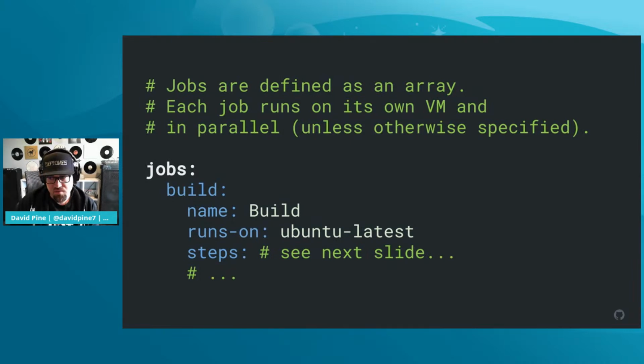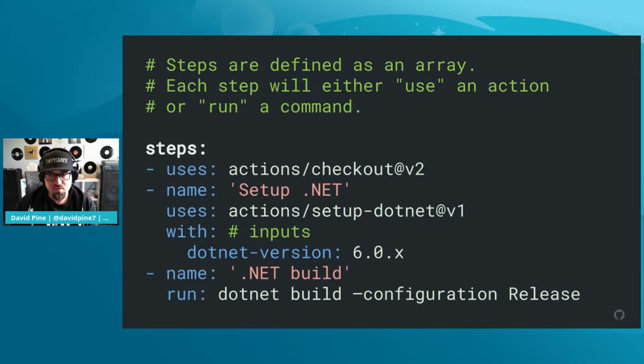Then jobs will have a set of steps. Steps are where the composition comes into play. Steps are either going to use various actions or run just any type of shell command or CLI command. In this example, we're going to use actions/checkout. This is going to check out the source code. And then we're going to use setup-dotnet, and this is going to set up the .NET environment.